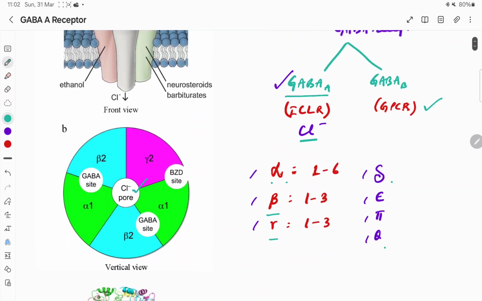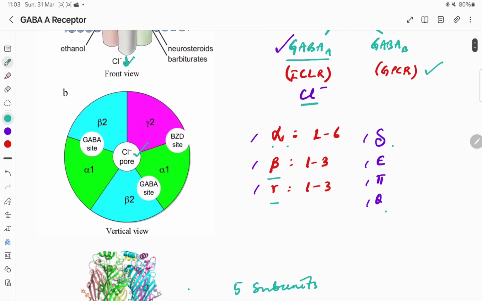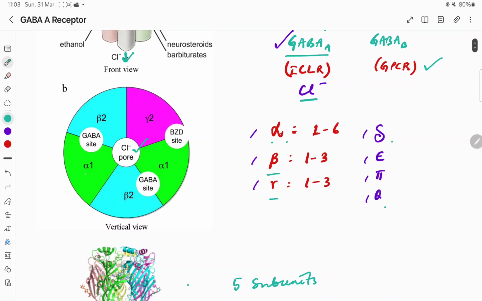You can see here in this figure, these 5 subunits are there, and in the center there is the chloride channel, whose influx occurs from outside to inside. Here you can see 2 alpha 1 subunits, 2 beta 2 subunits, and 1 gamma 2 subunit, total consisting of 5 subunits, and the central chloride channel through which chloride influx occurs.